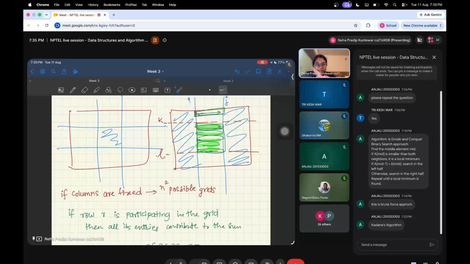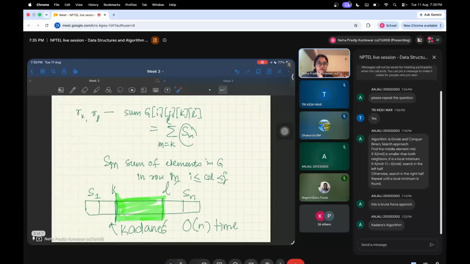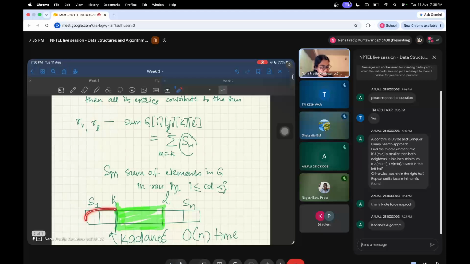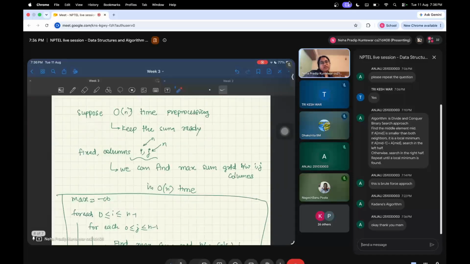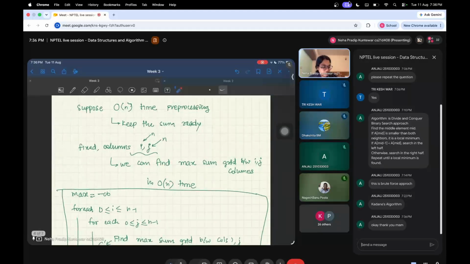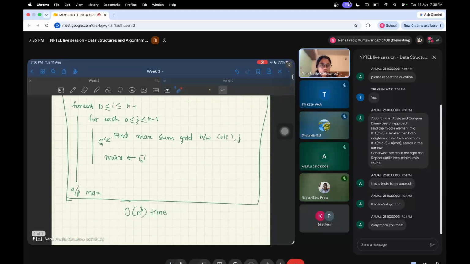So if I keep this entire matrix ready with me, this space will be roughly n square, because for every choice of i and j there is one matrix that I'm keeping ready. Okay, but if you want to save on space, then you might end up spending a little more time. I'm not sure, but yeah. So for now, I'm not worrying about space. So you will get a roughly n cube time algorithm.